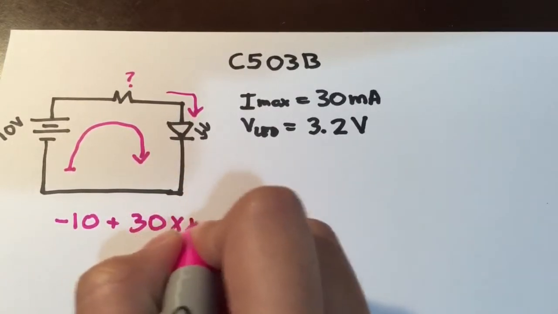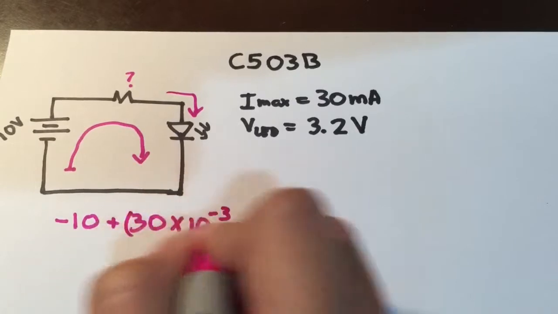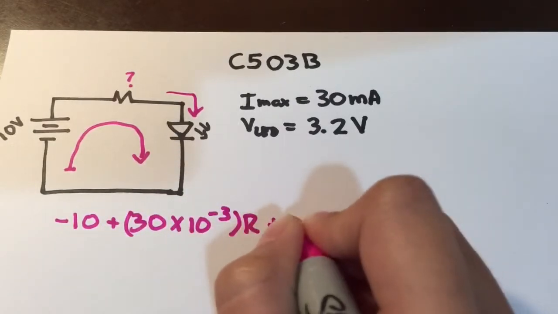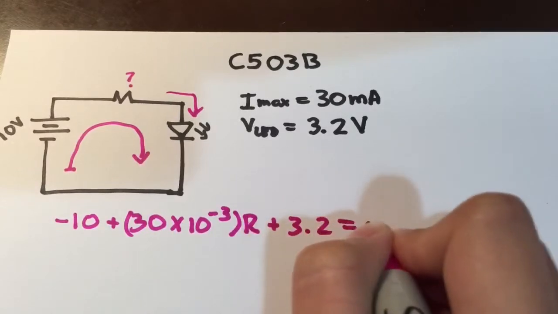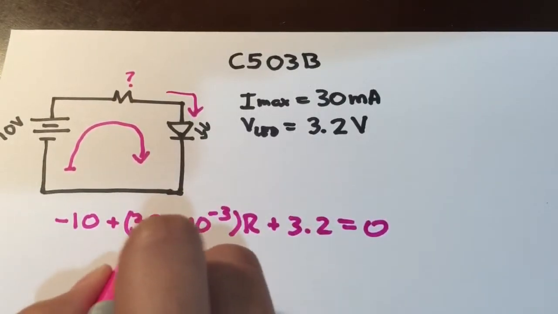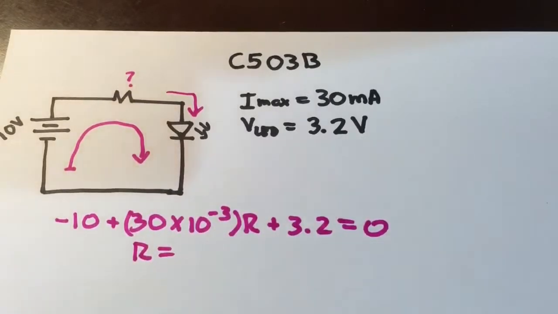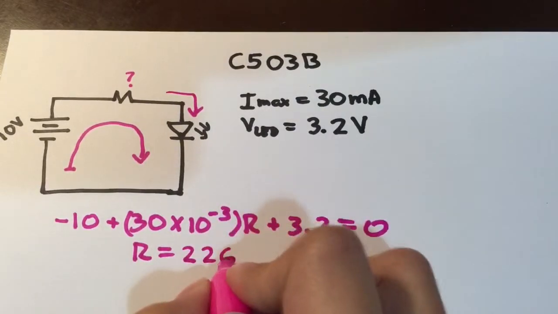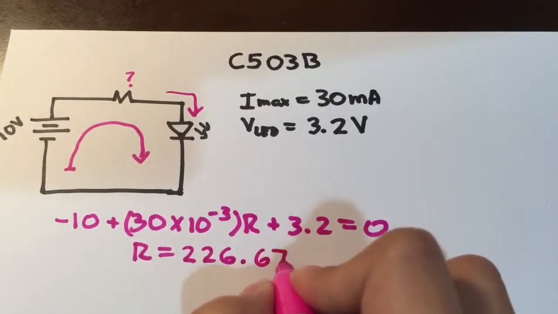30 times 10 to the minus 3 times R plus 3.2 equals 0. So with this, we know that the resistance value is 226.67 ohms.